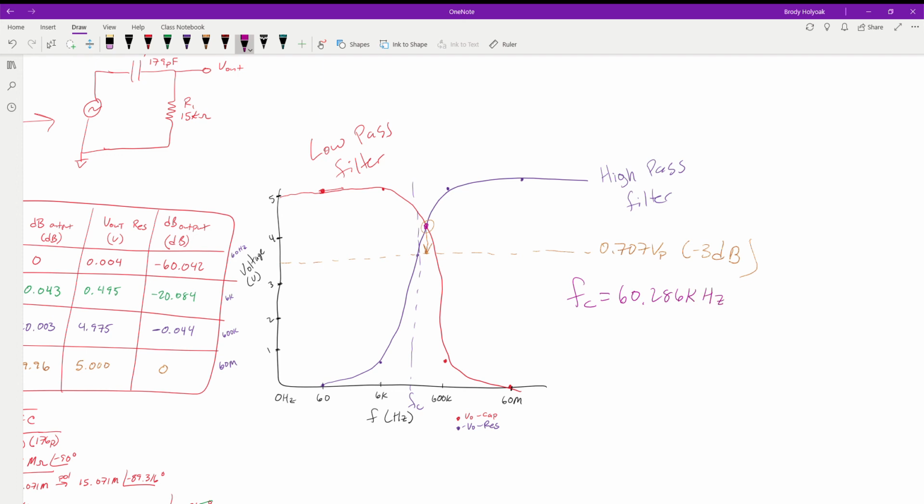So that means on either one of these, it doesn't matter which one we take, we're going to get a negative 3 dB drop, which is going to be about 3.5 volts across our output. On either side, doesn't matter if we use the capacitor or the resistor. That is our critical frequency, the center point of this filter. Anything above that point is considered to be passing. Anything below that point is considered to be rejected. And so that's how we can design specific filters.